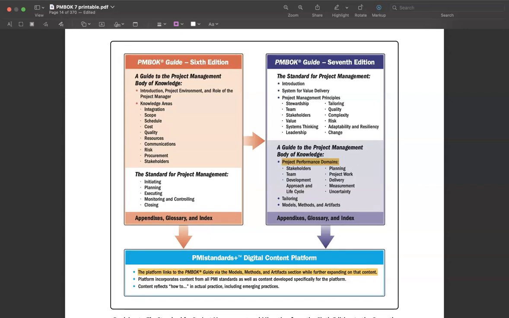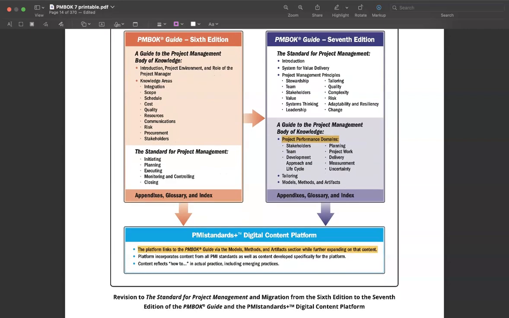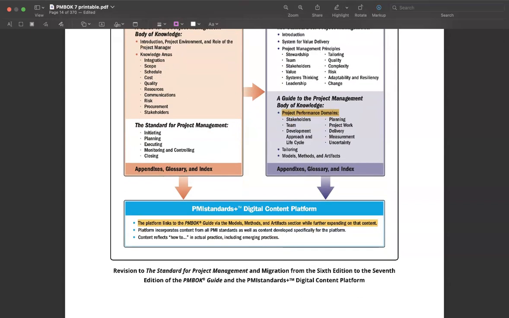But what they've done with the 7th edition is that now the standards for project management is before the guide. So, you have around 2-3 chapters in the standards for project management, and then you have the PMBOK guide. And then obviously the glossary, the index, and the appendix, they are the same. The information could be different, but they both point towards the PMI Standards Plus, which is their digital platform, right?